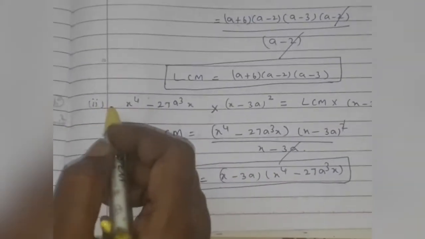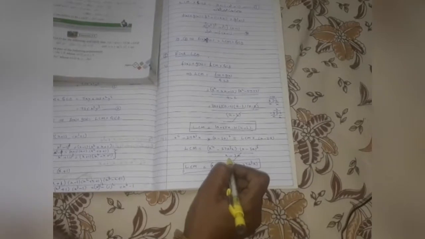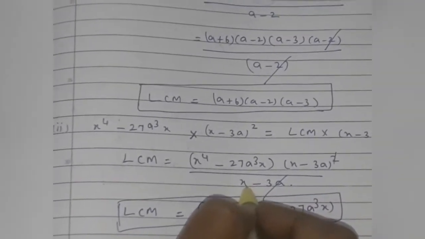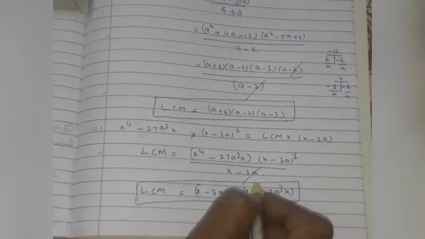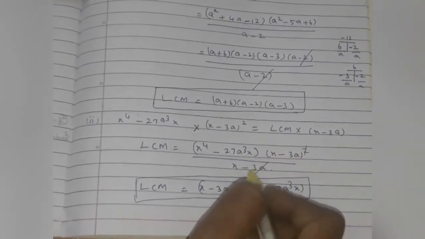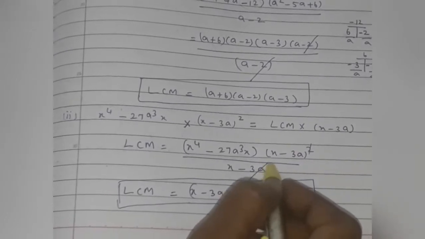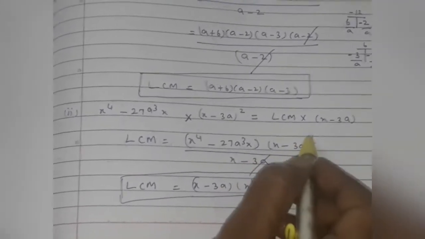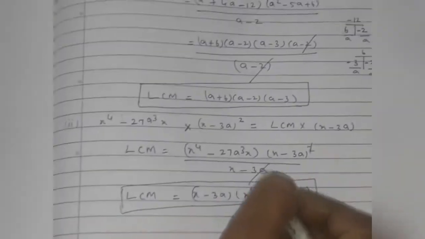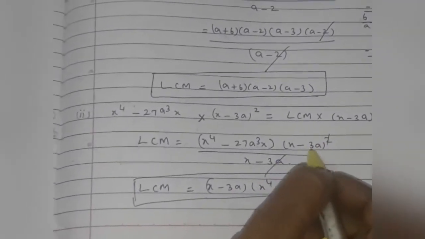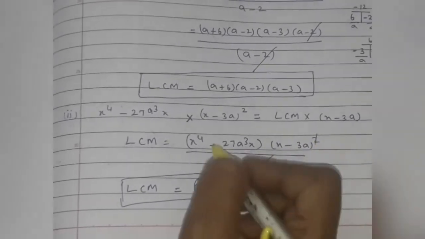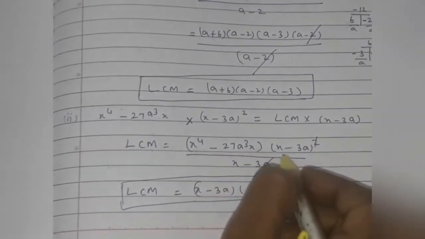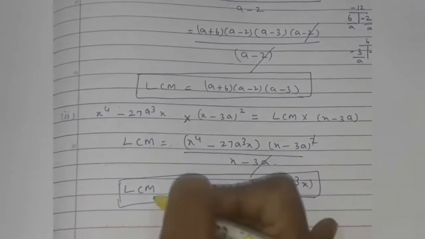Okay, so the next one is x power 4 minus 27 a cube x, comma, x minus 3a the whole square, whose GCD is x minus 3a. So LCM is equal to f of x into g of x by GCD. I have written all these things here. So x minus 3a the whole square and x minus 3a can be cancelled. So one power will go. You can cancel these two things, so the power will go. So x power 4 minus 27 a cube x into x minus 3a is the LCM for this.